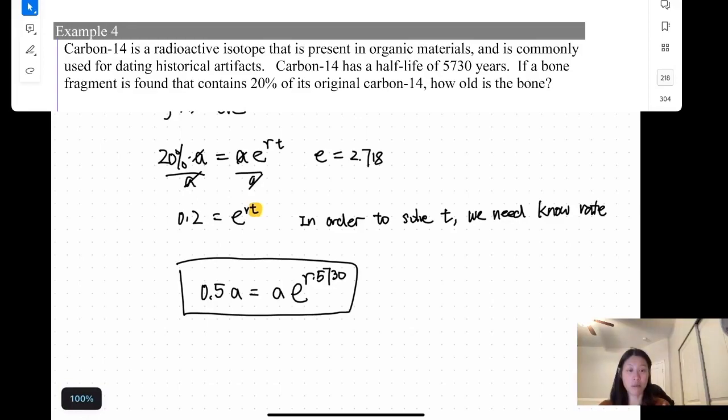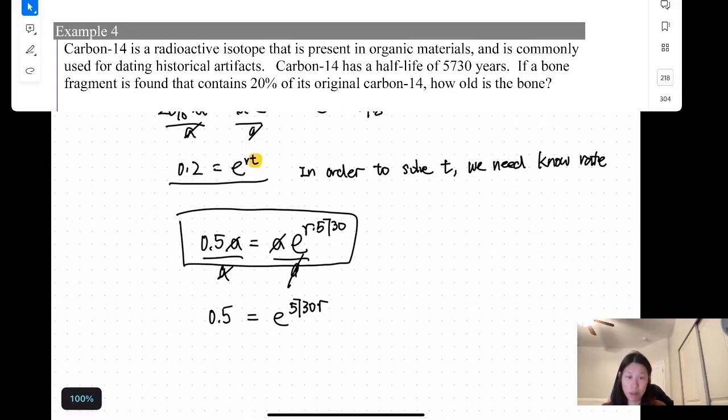We can use this sentence, this equation, to solve for r, because in one equation we can only solve one unknown variable. In the previous one, we have two unknown variables. So we can find r by using the half-life. Since half-life means only 50% left, and since they both have A, I can divide the A on both sides. So I have 0.5 equals e to the 5730 times r.